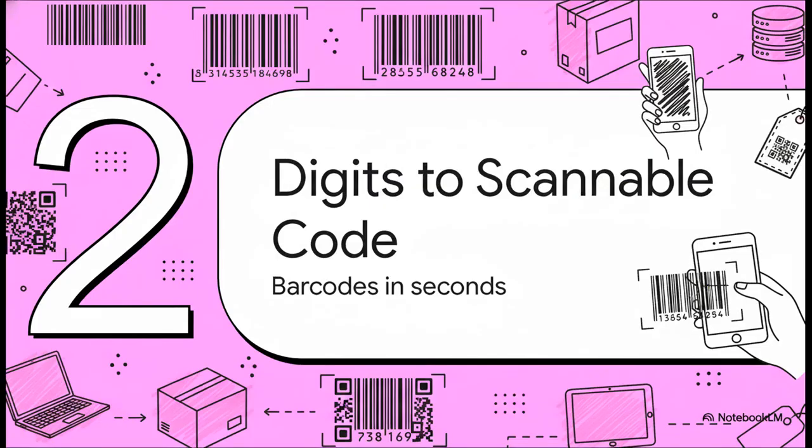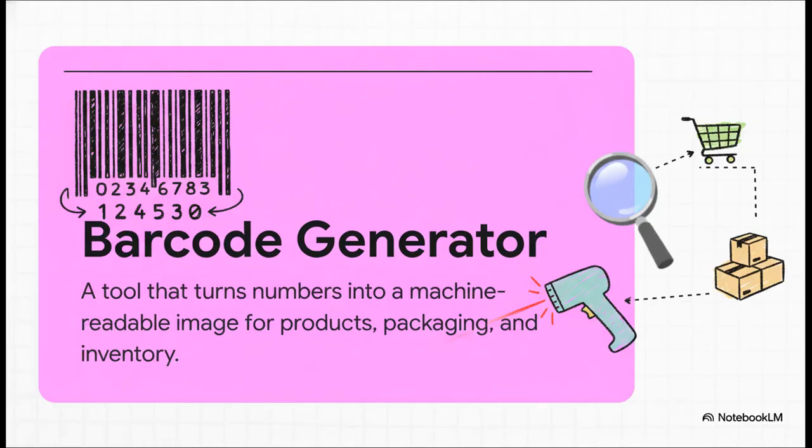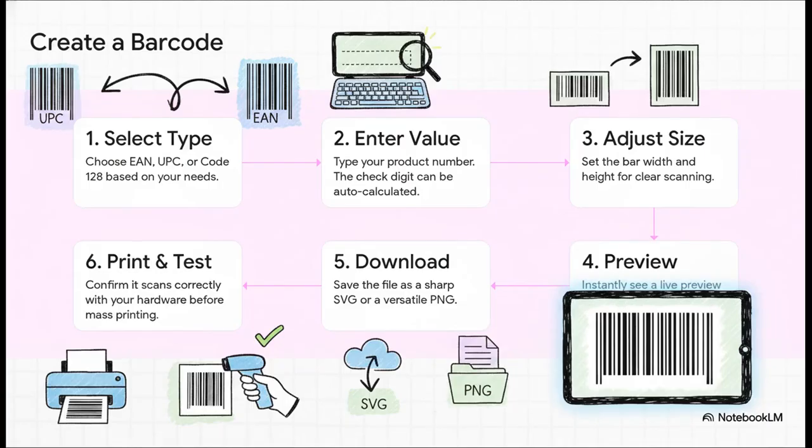Okay, let's make this real with a perfect example. You've got a product and you need a barcode to sell it. Now, that sounds super official and maybe a little intimidating, but it absolutely doesn't have to be. So what is a barcode generator, really? Well, at its core, it's just a simple translator. It takes that unique number for your product and converts it into a visual pattern that any scanner can read in a split second. This is the backbone of everything from retail checkouts to keeping track of what's in a massive warehouse.